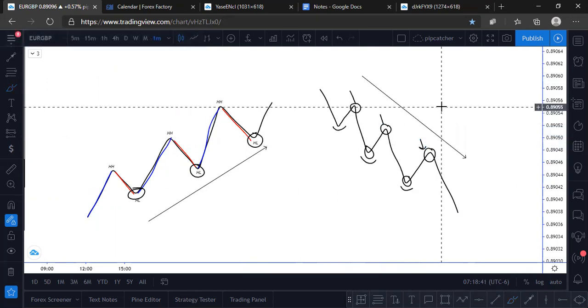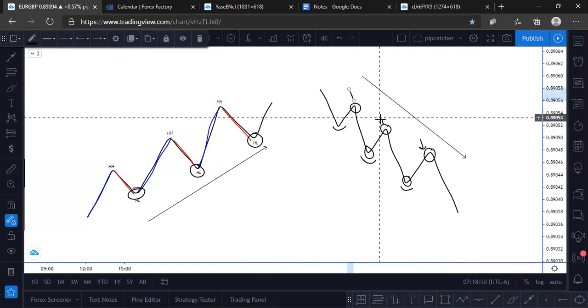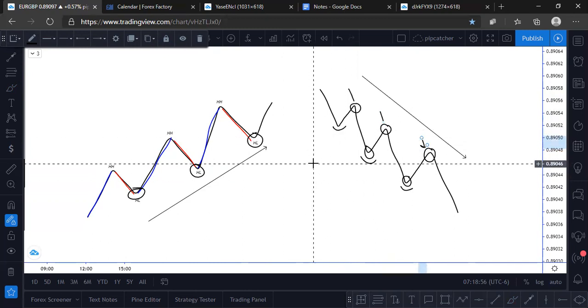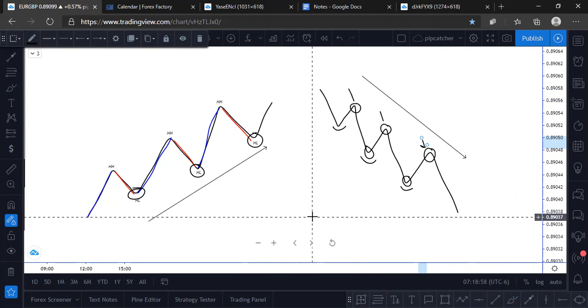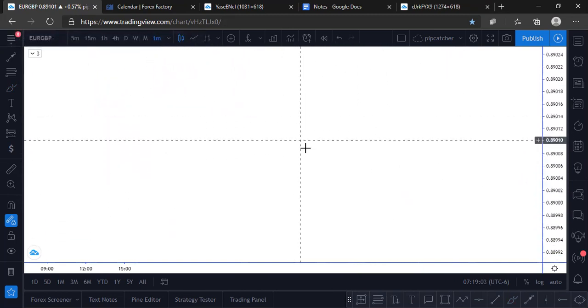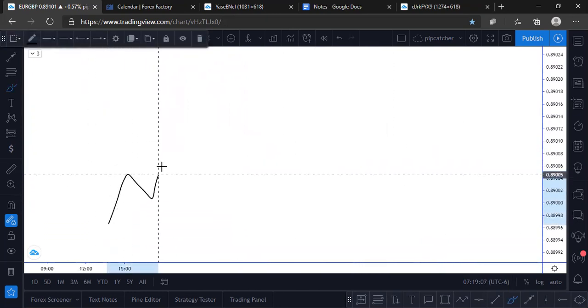Okay. So, this is really, really, really simple when you look at it. And when you train your eyes to look at things like this, it's very, very simple.